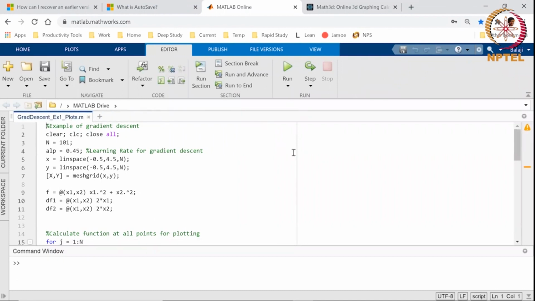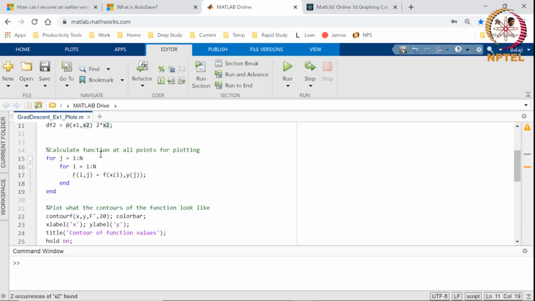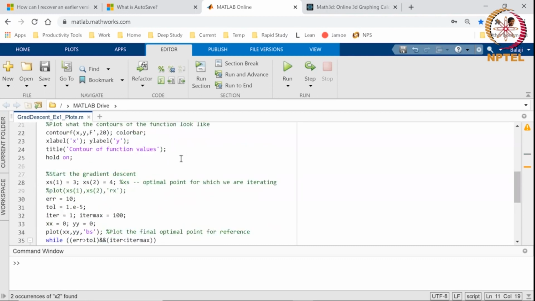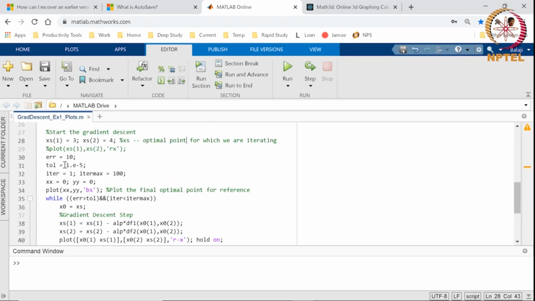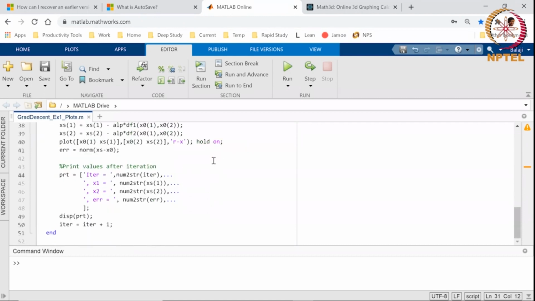Okay, so here I have programmed this gradient descent. Let's make alpha 0.1. Here you can see my function, x1 square plus x2 square. These two, df1 and df2, are the gradients, 2x1 and 2x2. This is some plotting routine. And here is my initial guess, 3, 4, just like what we had. My epsilon is 10 to the power minus 5.